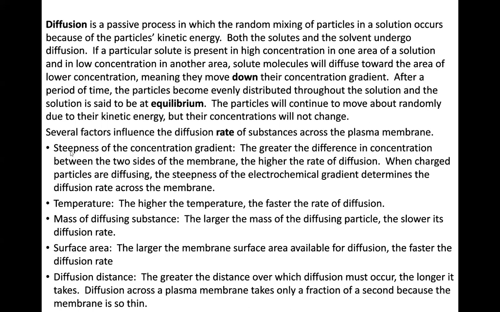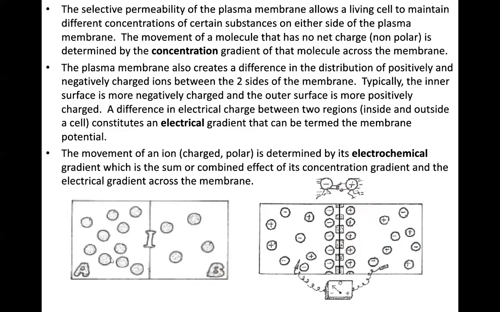The steeper the gradient, the faster the diffusion. Okay, so the greater the difference in concentration between the two sides of the membrane, the higher the rate of diffusion. So going back to this picture, if you have a heck of a lot on one side and very few on the other side, you can say that's a really steep gradient. Okay, and going back to my hill analogy, the steeper a hill is, the faster the ball will roll, right?